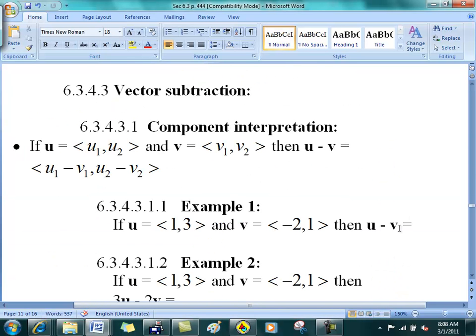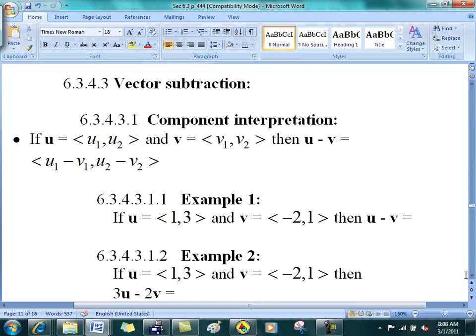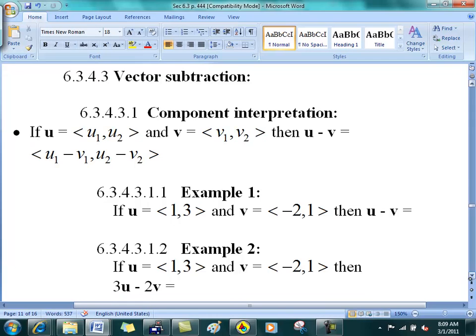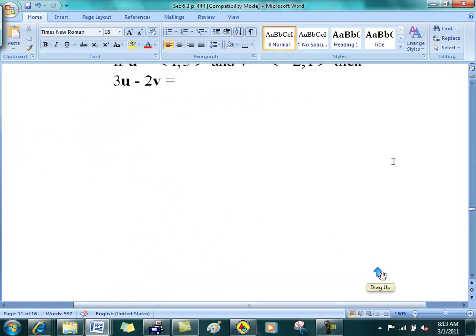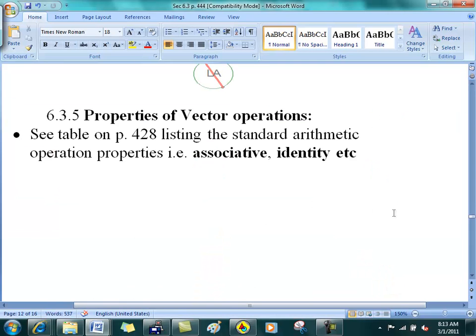Okay, subtraction. I'm going to let you guys kind of read this and follow through. Okay, so I'll pause this here for a minute. Next concept, I think. Properties of vector operations. I'm going to just let you read this on page 428. These are properties that you learned in grammar school, except it works for vectors as well. So read the stuff on page 428.